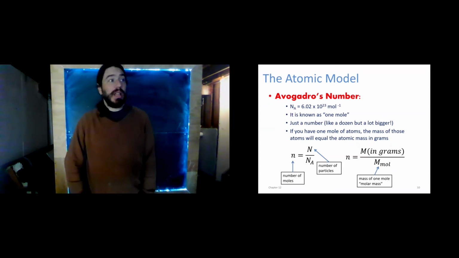Similarly, a mole is just a big number. It happens to be a huge number. It is 6.02 times 10 to the 23rd. That is a very large number. And we call it 1 mole. And it has some importance, right?